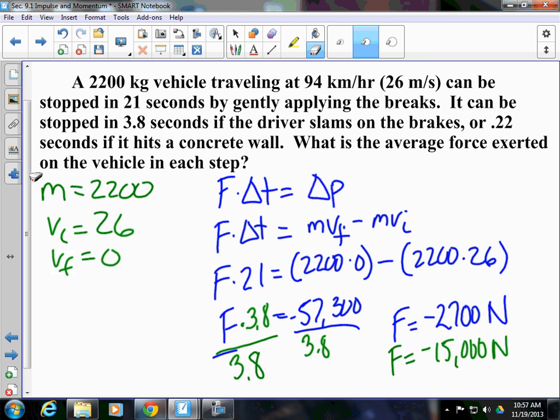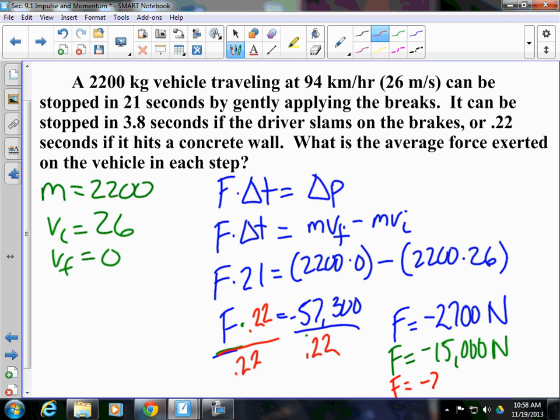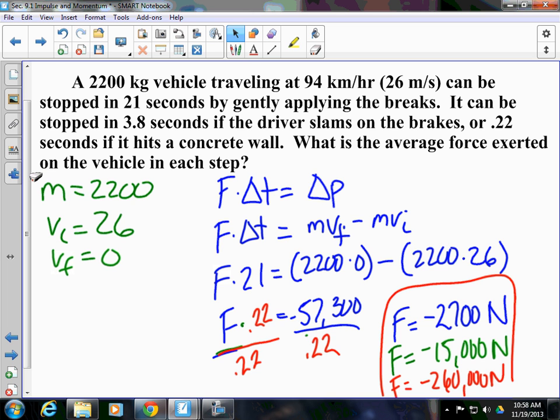Again, for the sake of saving time and rewriting the equations, instead, it slams into a concrete wall and slows down in 0.22 seconds. Well, we divide everything by 0.22, and the force generated by slamming into a concrete wall is negative 260,000 newtons. Each one of these answers had 3 sig figs, simply due to the fact that we were limited by 2,200 kilograms and 26 meters per second, and our time was in 2 sig figs. So this concludes the impulse momentum theorem. You will be doing problems on this in class tomorrow.